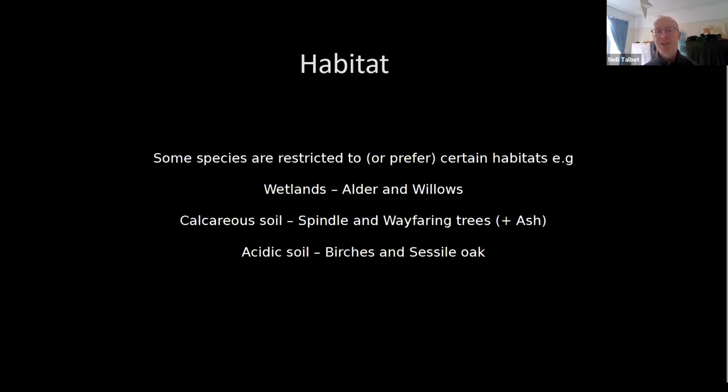Then calcareous soil, you'll get spindle, wayfaring tree, and quite a few other species will prefer that habitat, like ash, but they won't be restricted to that particular habitat. And then acidic soil, birches tend to be more widespread on acidic soil, and so areas like heathland and so on, and sessile oak, more so than English or peduncular oak, would be found on more acid areas.